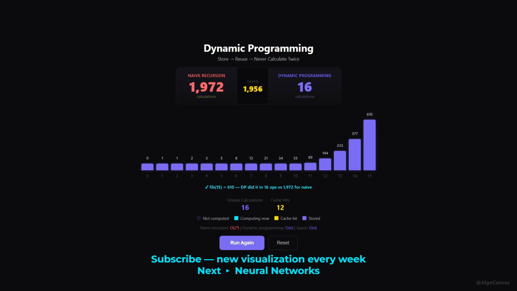Next, neural networks. How AI actually learns, visualized the same way.